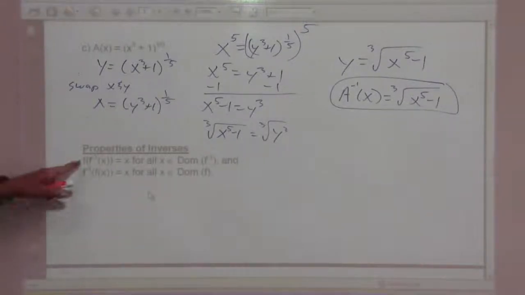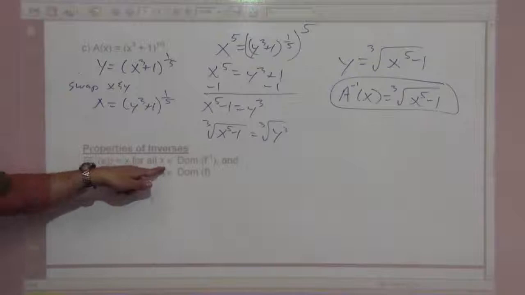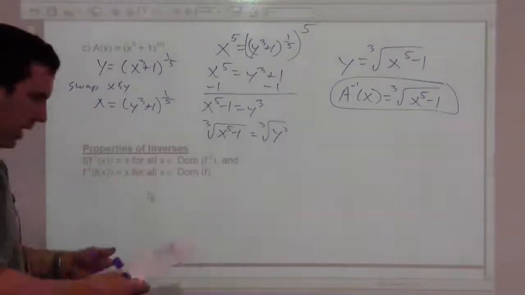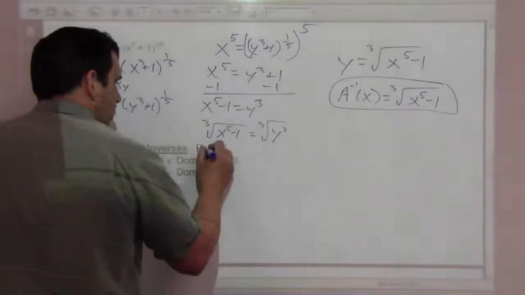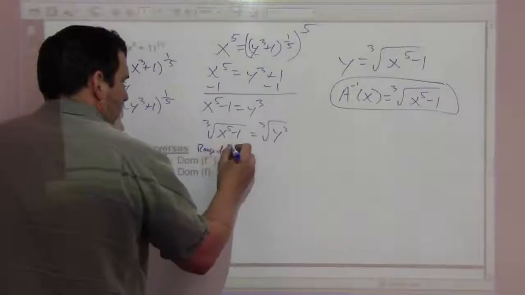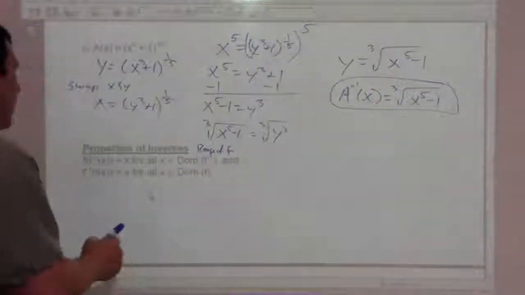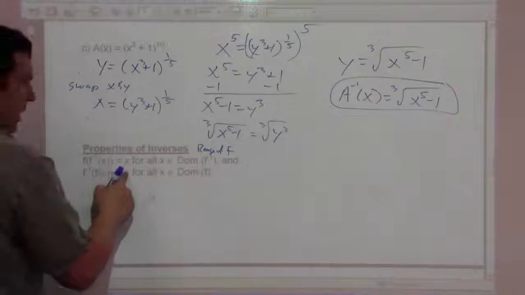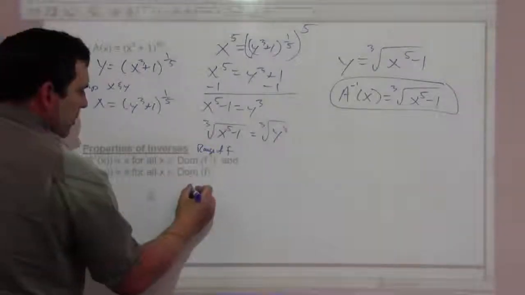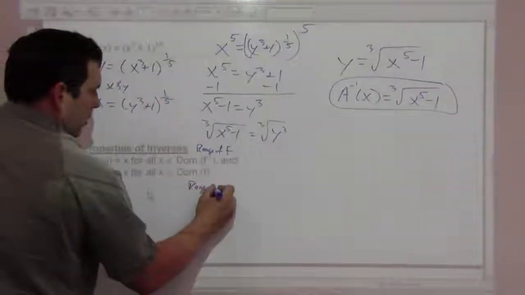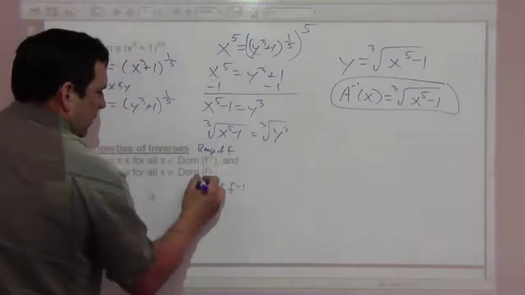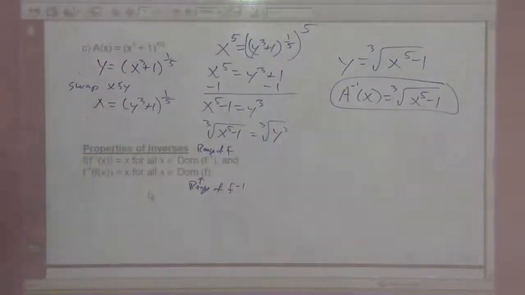Okay, so last thing here from this page, properties of inverses. f of f inverse of x is x for all x in the domain of f inverse, and this is the range of f. And f inverse of f of x is x for all x in the domain of f, which would of course be the range of f inverse. Okay, let's go to the next page.